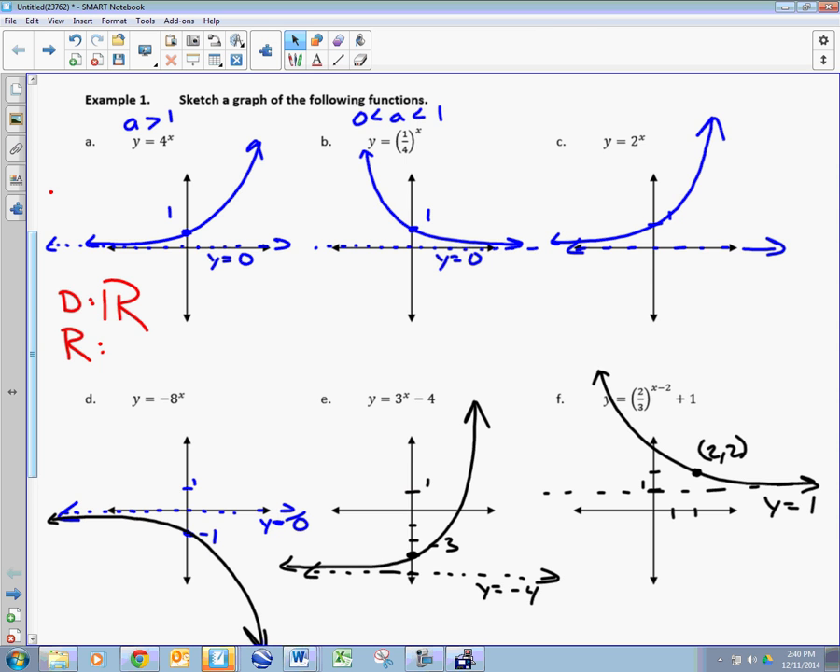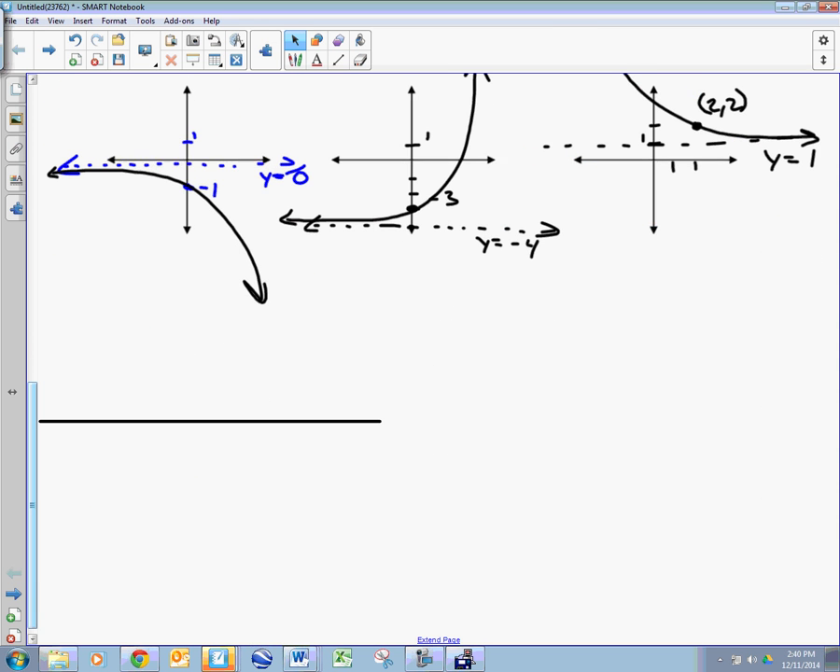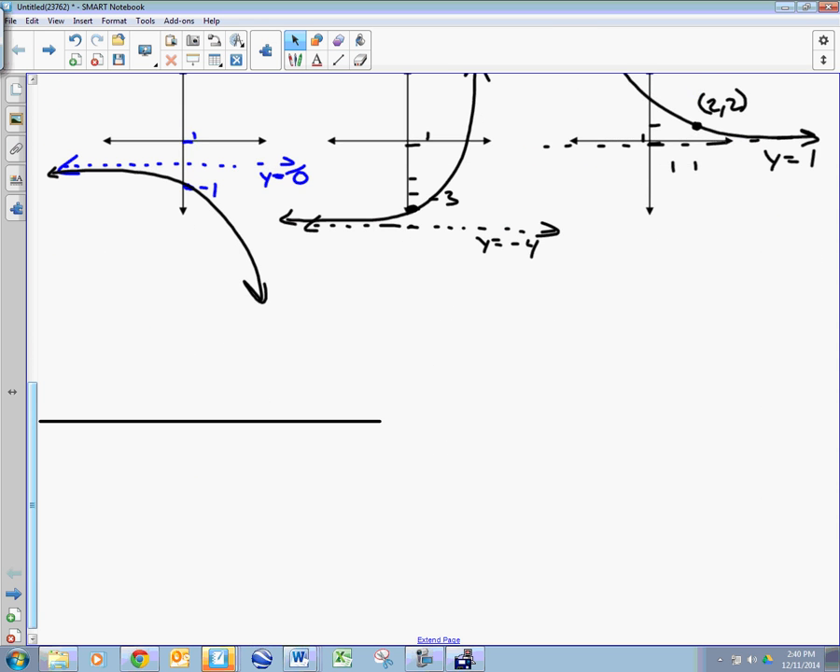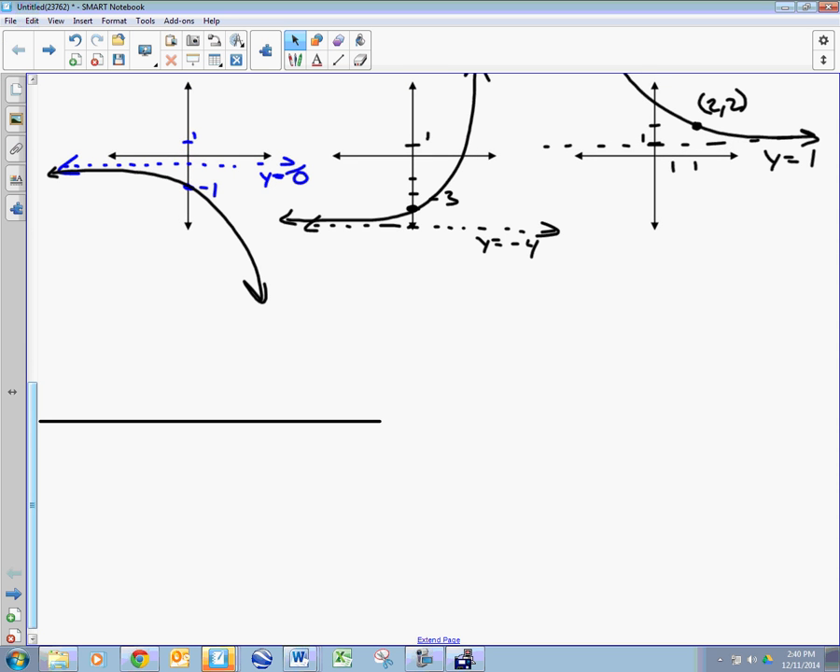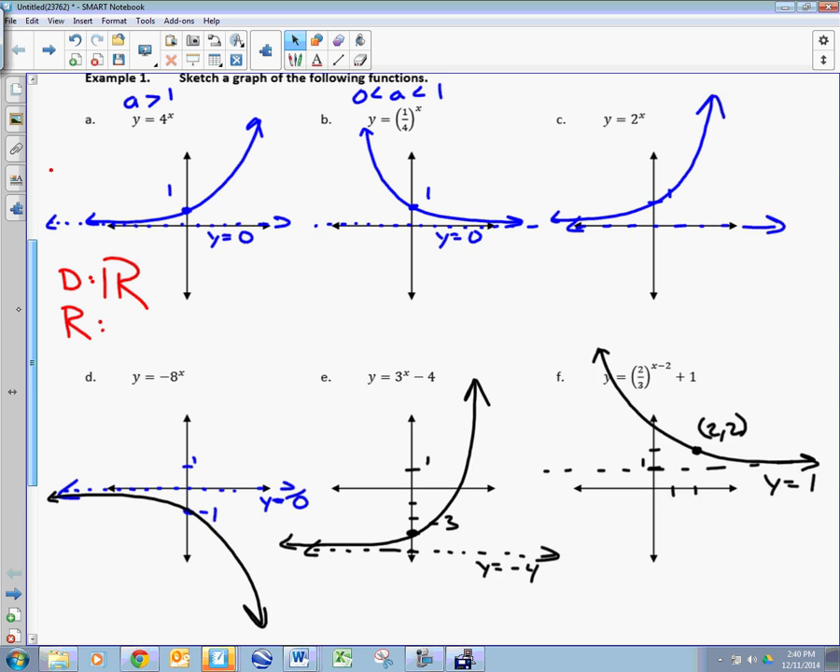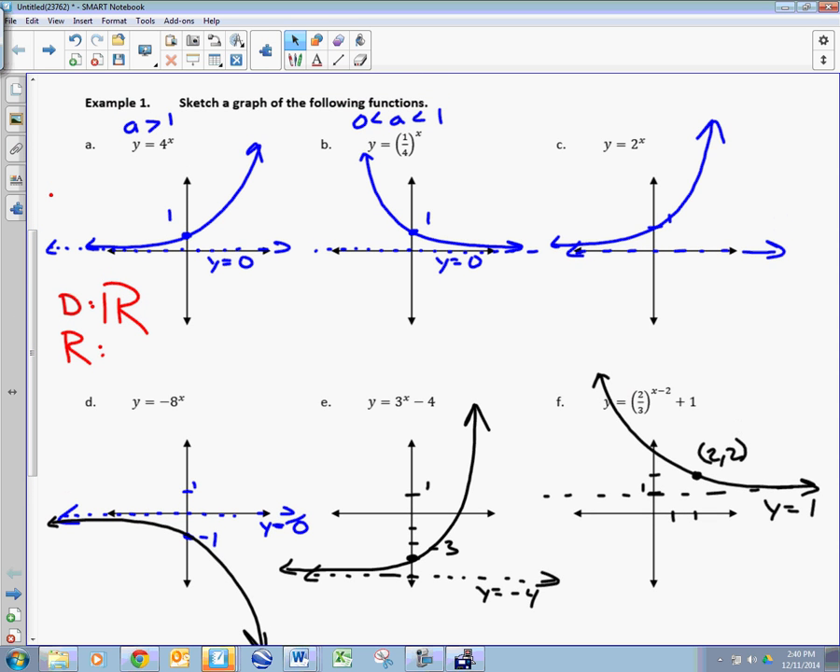As I take a horizontal line, I'm not going to drag it because I don't want to mess up the graph. As we drag a horizontal line up, do we get any values down here? No, we don't get values until we get greater than 0. So the range is y is greater than 0. Could it be equal to 0? No.